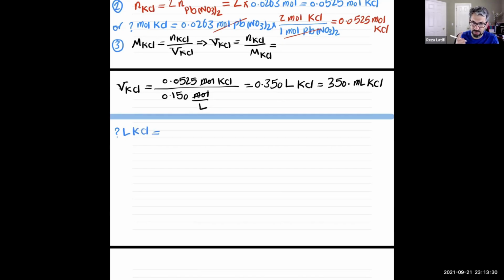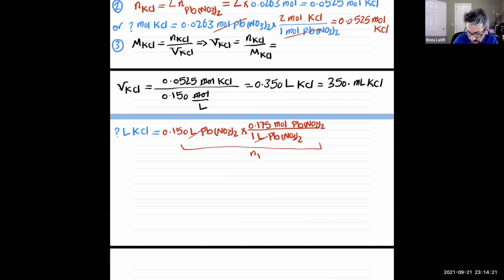You start with a compound that you have volume and molarity for. That's going to be the volume of lead nitrate. Volume of lead nitrate, let me check, is 0.150, so you go 0.150 liter of lead nitrate and multiply it by the molarity. The way you will read the molarity, 1 liter of lead nitrate has 0.175 mole of lead nitrate. You cross liter by liter, that's going to give you number of mole for lead nitrate, which is similar to step 1.